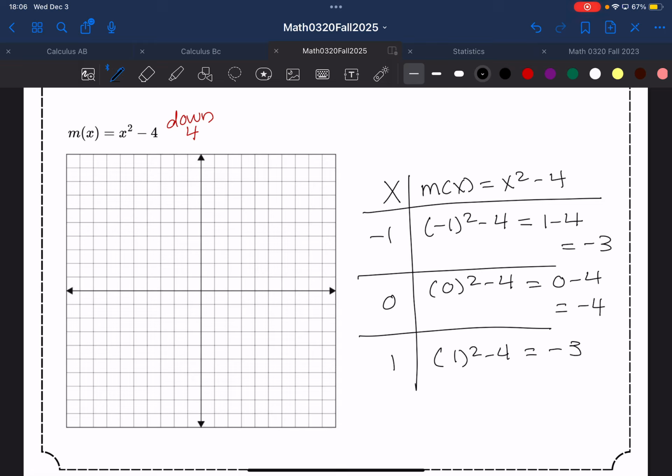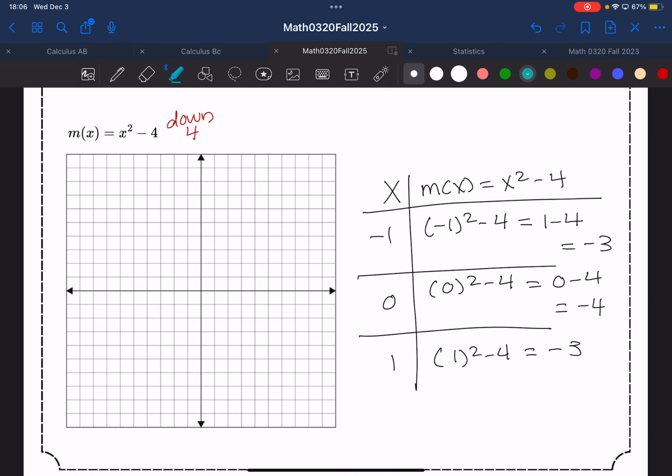Looking at this function, before I even plot those points, is this going to be facing up or facing down? Up. How do you know it's going to be facing up? Because the A value is positive. The A value is positive, and what is the A value? 1. 1. Good, so we know it's going to be facing up.